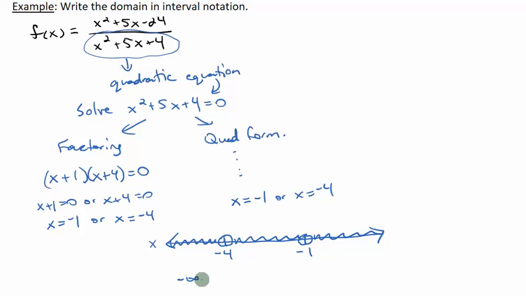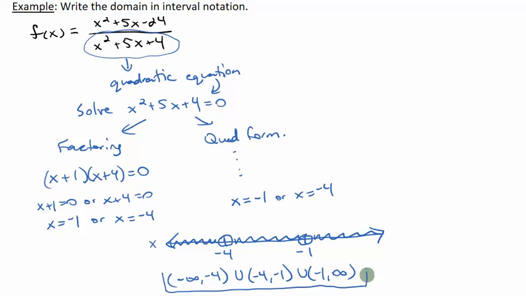So I've got negative infinity to negative 4. That's my first interval. Union, negative 4 to negative 1. Union, negative 1 to infinity. So this one looks complex, but it's really not that bad. But you do have to know how to factor or use the quadratic formula to figure out the solutions to the quadratic equation.